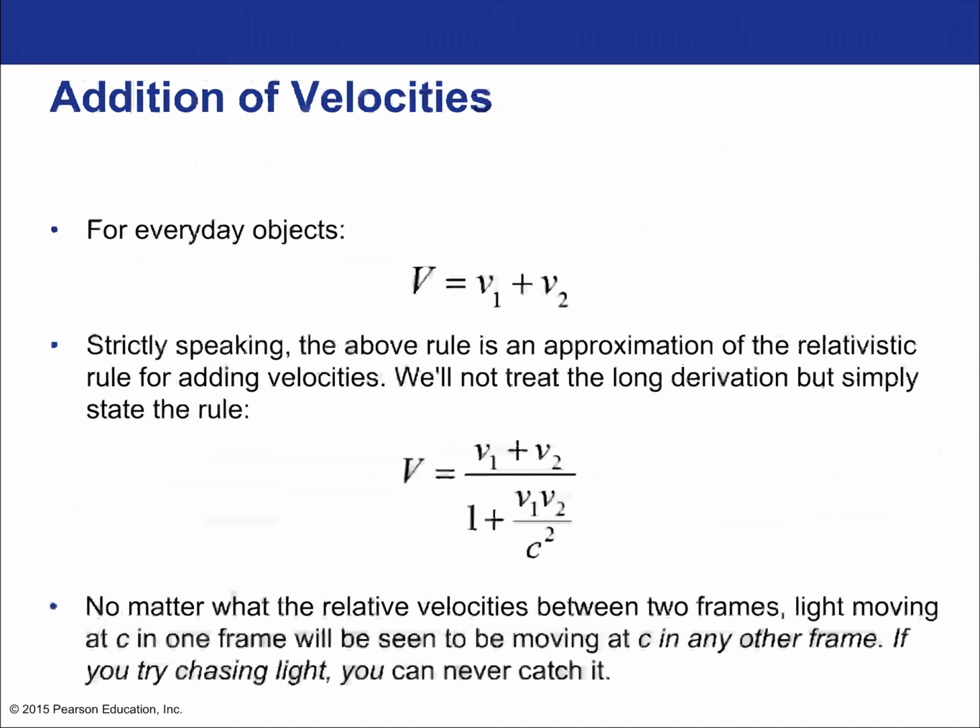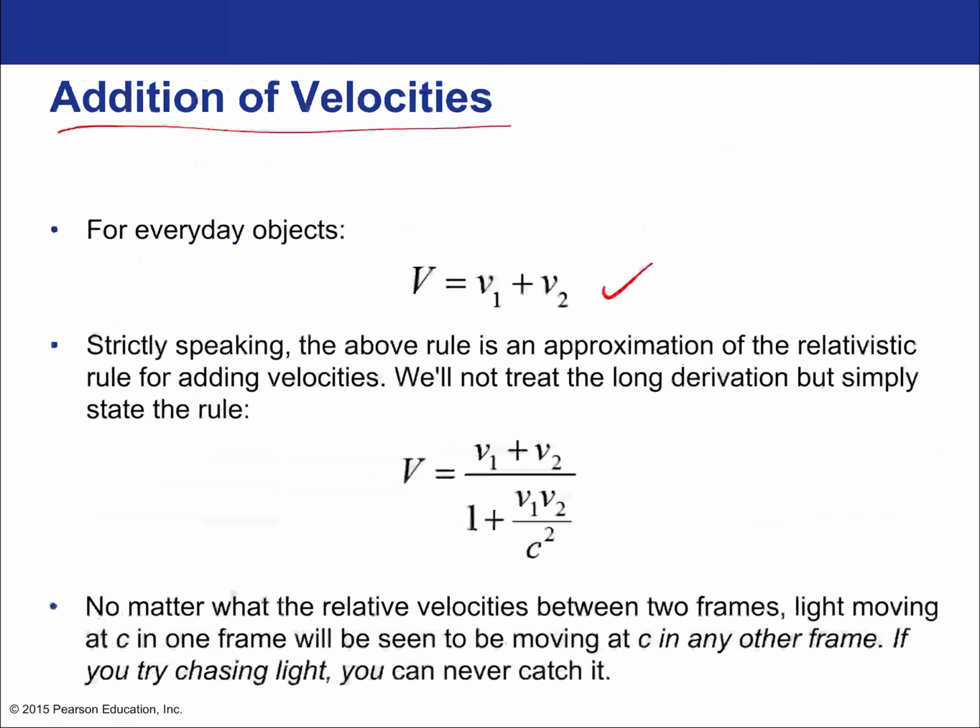Okay, so let's think about the addition of velocities. We've seen relative velocities before, right? So if I'm traveling in a car at 60 meters per second relative to the side of the road, and I shoot a bullet at 300 meters per second relative to the car, then the bullet is traveling 360 meters per second relative to the ground, because they simply sum together, okay? That's relative velocities. That's often called Galilean relativity, okay?